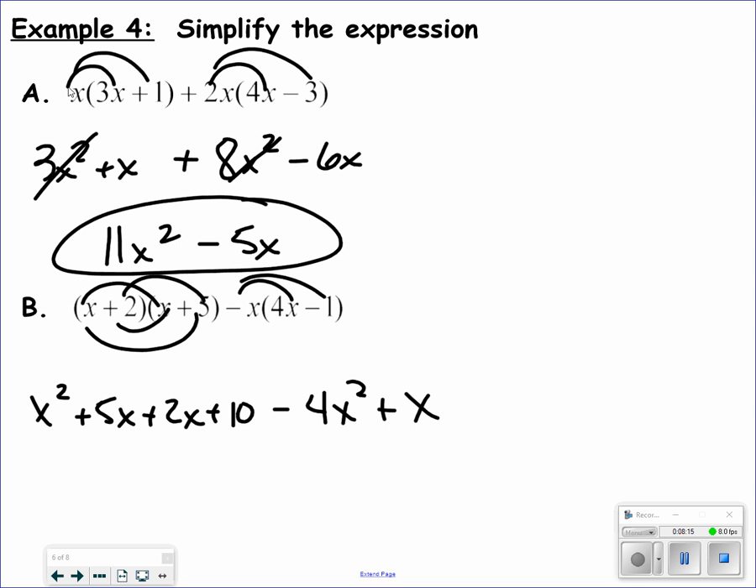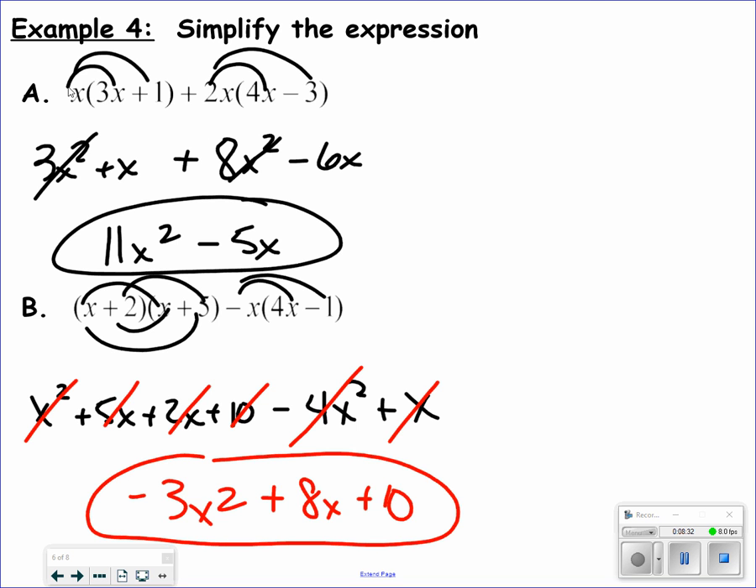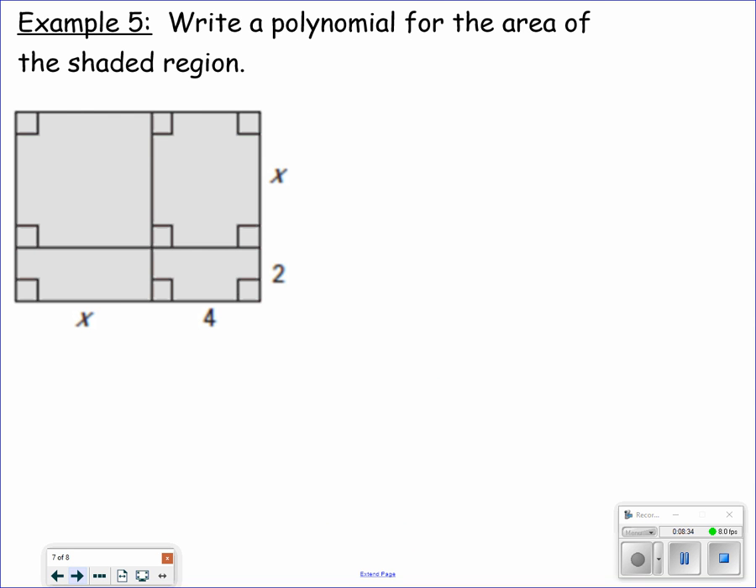All right, like terms now. Negative 3x squared, so those are the two x squareds. Positive 8x, so it's 1x, 2x, and 5x, plus 10. And you don't have to cross them off. I just do it so that I don't forget anything. And there it is. Word problem now.